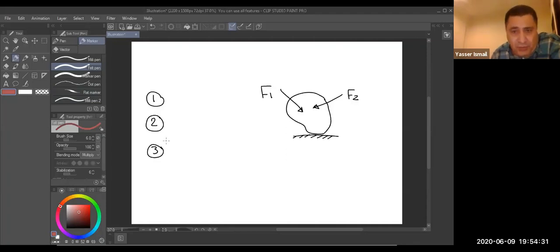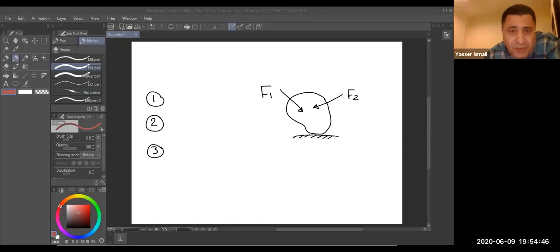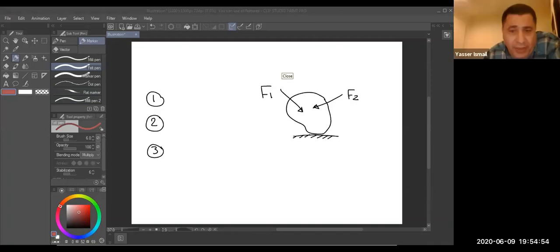All of you see the screen, guys? I saw some engineers asking questions about structure analysis. Anyway, now okay, guys, now okay. All of you see the screen now, guys?